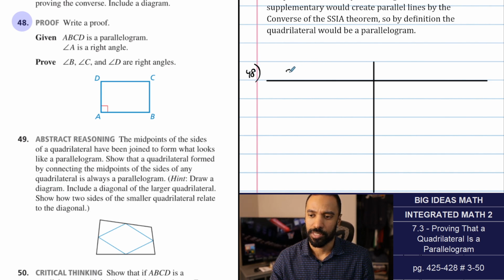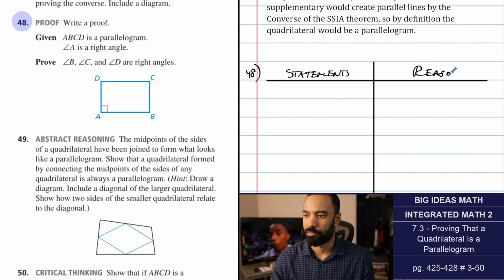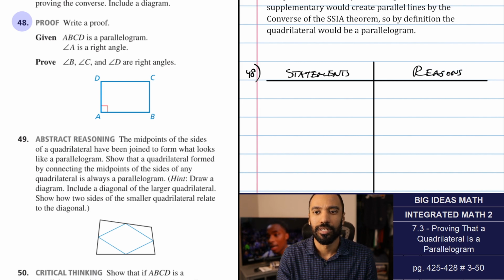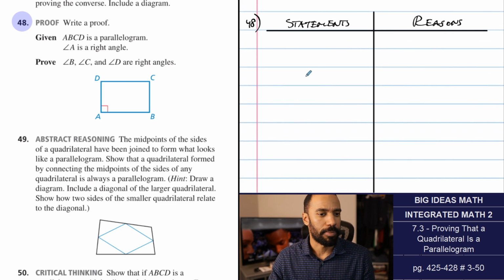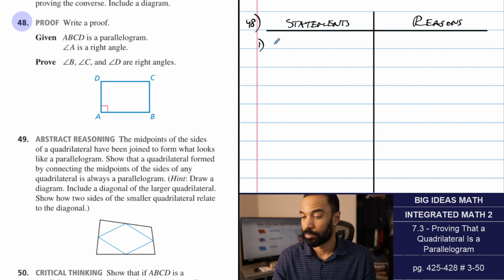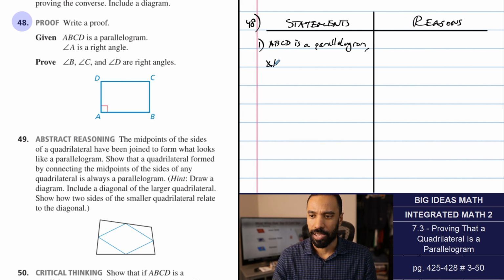I have my reasons as well as I have my statements. I'm not finishing within the 2 hours, am I? I don't think so. All right. Given it's a parallelogram, and angle A is a right angle. Okay, so those are given.